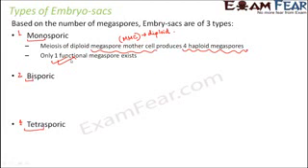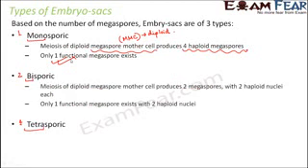Now let us move on to bisporic. So in case of bisporic, what happens? Again, here also meiosis of the diploid megaspore mother cell will take place. So the process will still remain the same, because for the formation of megaspores, meiosis of megaspore mother cell has to happen. Here also the same thing would happen, but the result in this case is quite different.